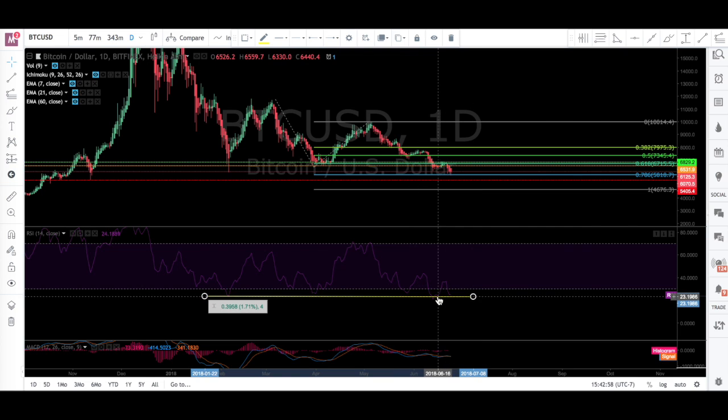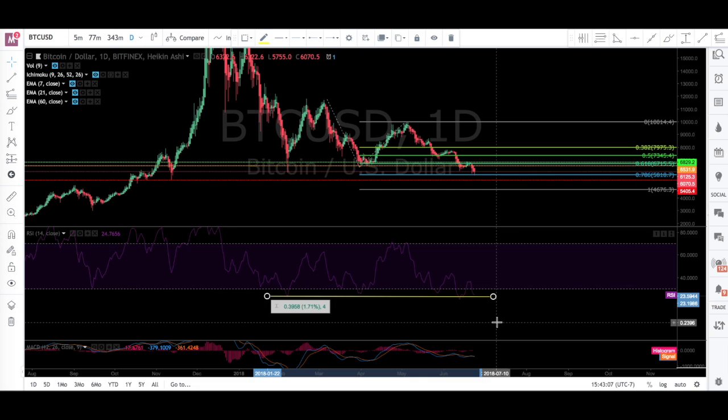So you can see that we bounced off of it there, and bounced off of it back here, and pretty much came down and almost met it right there. So you can use RSI as support and resistance and a trend line in the same way that you would use the price action at the top. You can use it that way too.